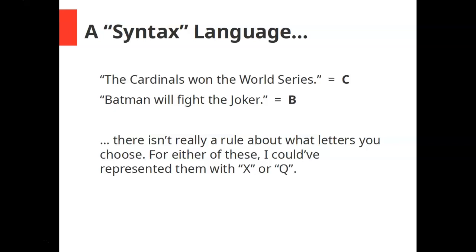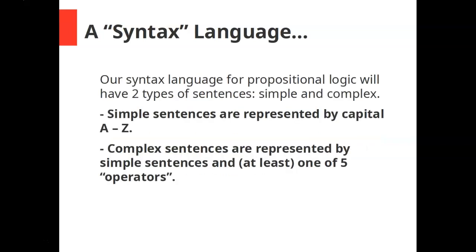What a lot of logicians or logic students like to do, however, is to pick out a main term in the sentence, like Cardinals, and use the first letter to represent that sentence, C. Or for Batman will fight the Joker, they choose B, because that's the first letter of one of the main terms, Batman. But you don't have to. You could represent either of these sentences with X or Q or Z or whatever, as long as it's a capital letter. Okay, back to our original slide here.